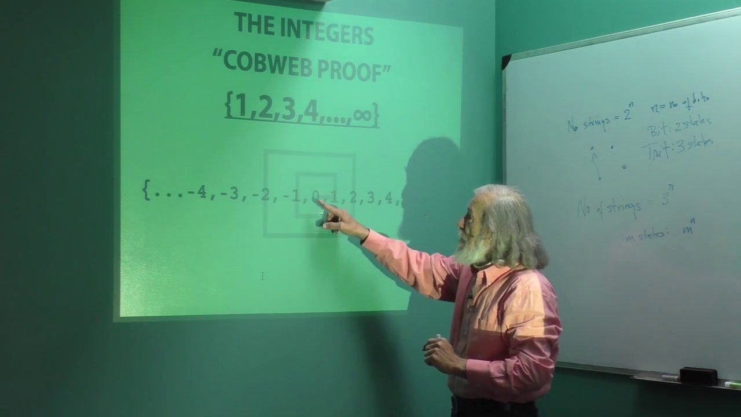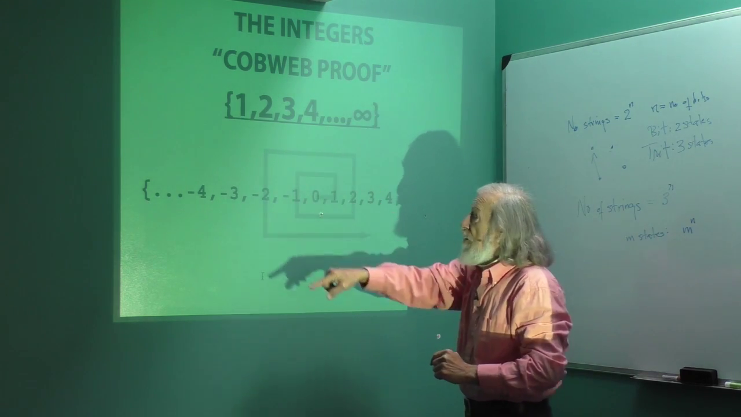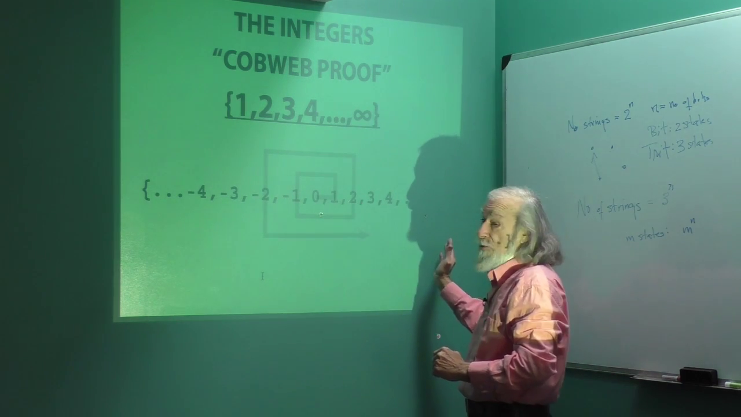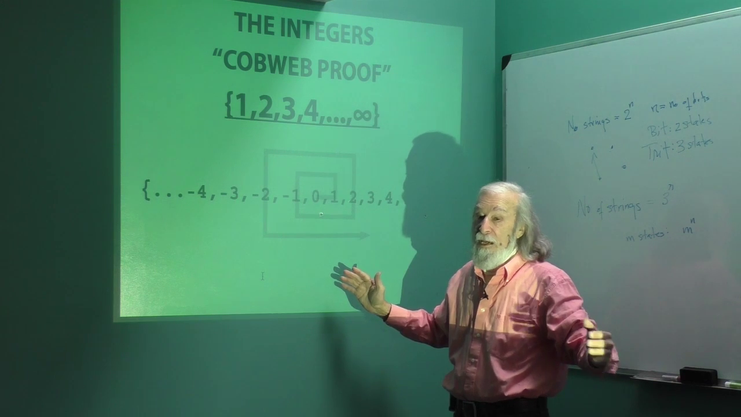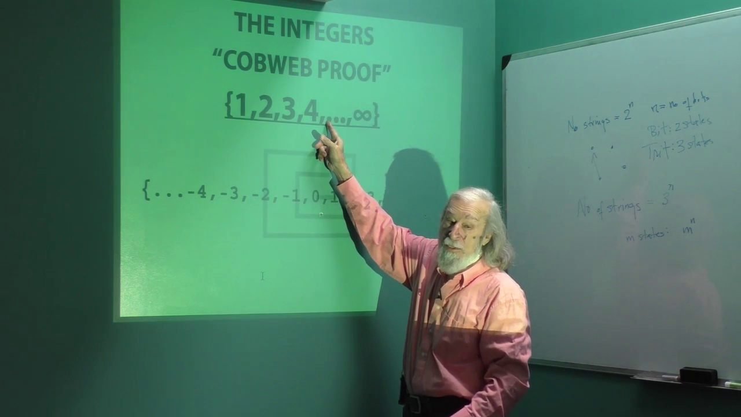So by the time this cobweb works its way through both the negative numbers and the positive natural numbers and 0, everyone will have been covered. Everyone will have been mated up with one of the counting numbers.